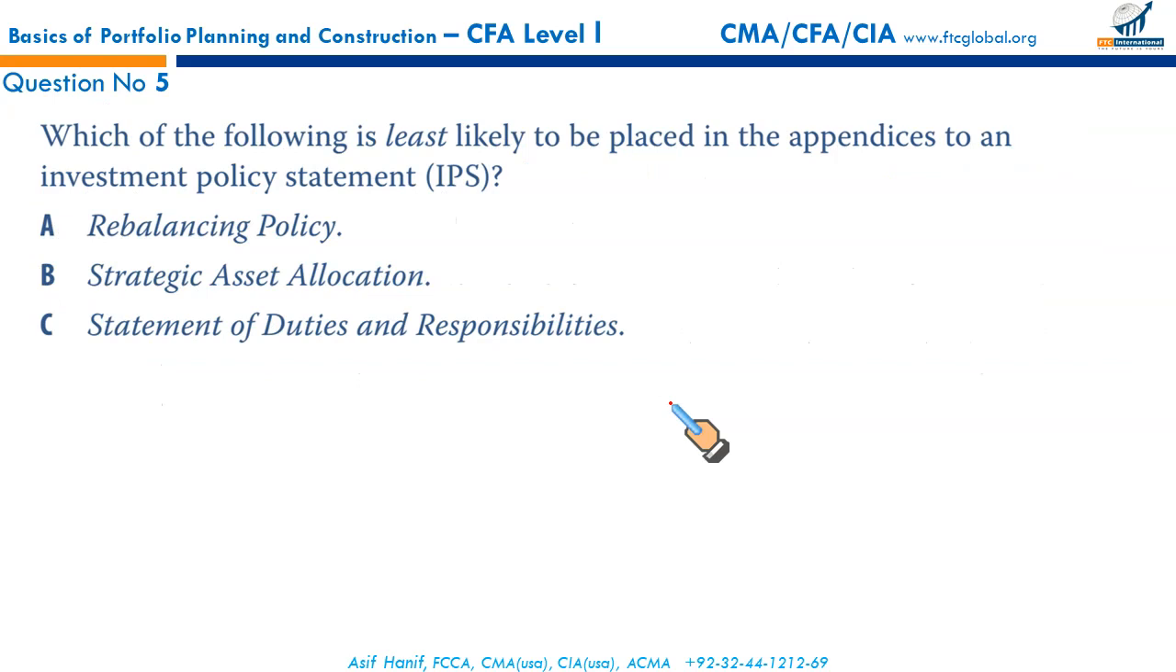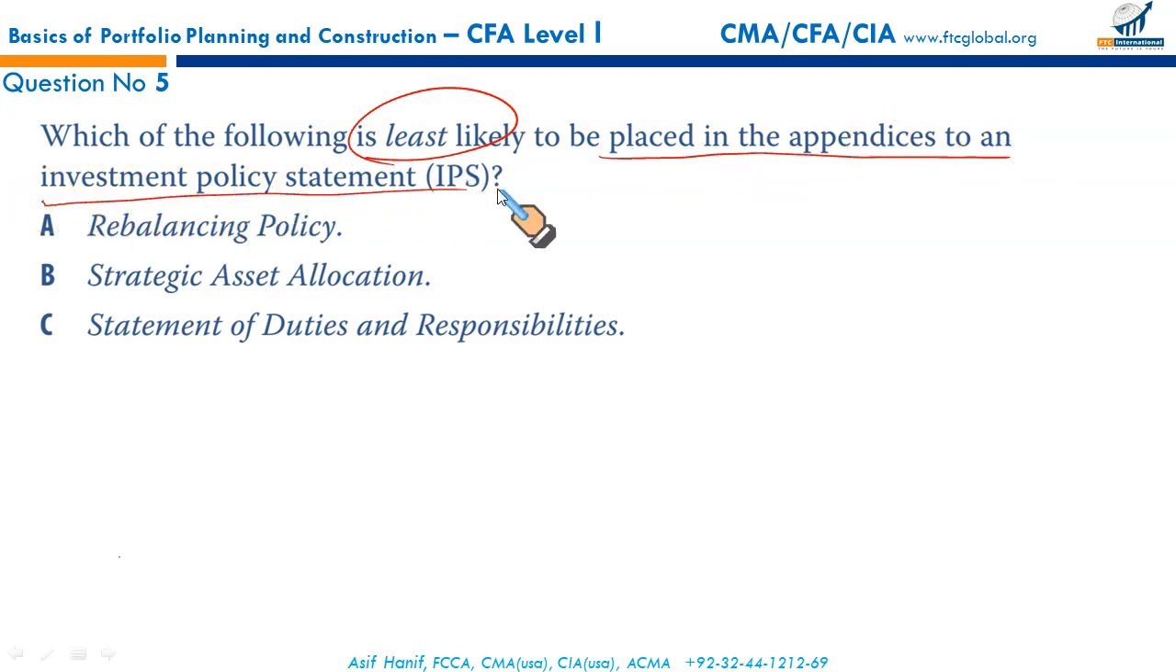Next, which of the following is least likely to be placed in the appendices to the investment policy statement? Well, rebalancing policy and your strategic asset allocation, also known as the policy portfolio, they are contained in the appendices. Whereas the statement of duties and responsibilities, since they are an integral part of IPS, are likely not to be contained in appendices. So that makes C the correct option.